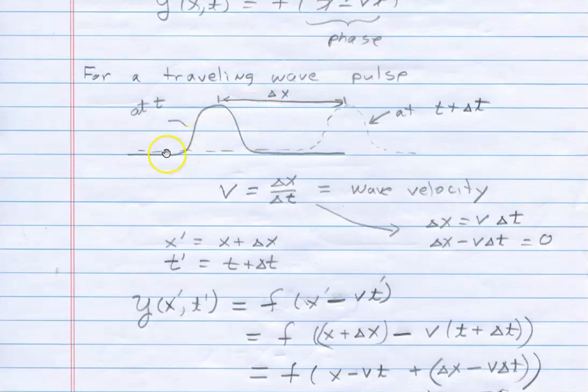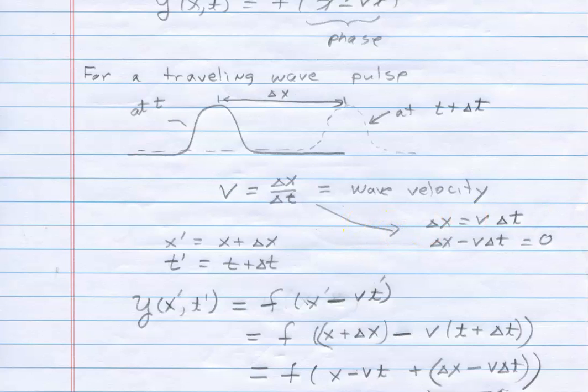For this traveling wave pulse, I can take a picture of it at one instant of time and then take another picture of it at a later time, t plus delta t. During that time, the peak has moved over a distance delta x. If I measure these two things, the delta t and the distance it's moved, I can get the wave velocity, which is delta x over delta t. Ultimately, I let delta t get very small, and so you get the instantaneous wave velocity.